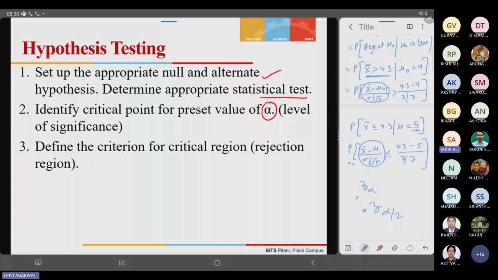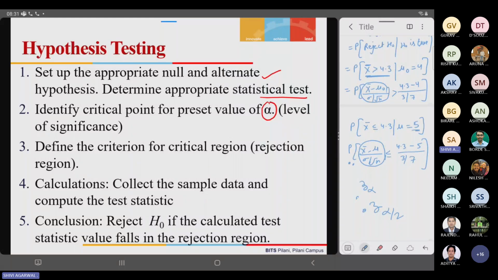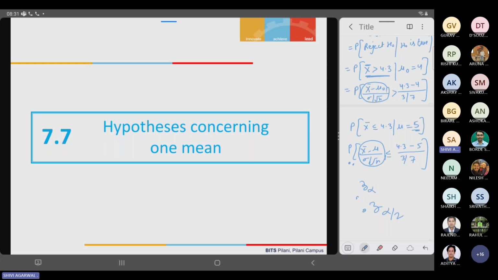Then we find the critical region. For a right tail test, it is the right tail of the curve; for a left tail test, the left tail of the curve; and for a two tail test, we consider both tails. That is the rejection region. Then we calculate the test statistic based on the given sample data, and compare whether the test statistic falls in the critical region or not. If it falls in the rejection region, we reject H naught, otherwise not. That part we have already done in 7.6.